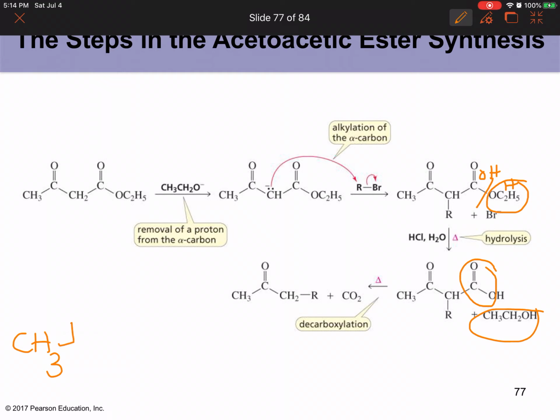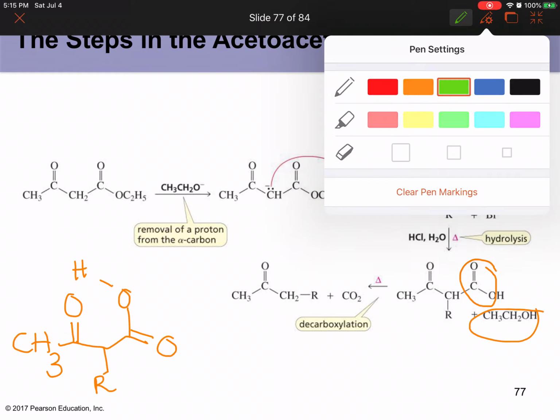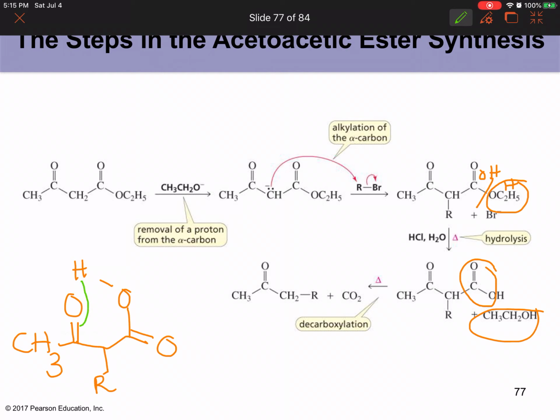CH3, CO, CH, you have an alkyl group. And then I'm going to put my carbonyl on the side. Oxygen here, hydrogen here. So this is how the decarboxylation takes place. So this is going to go and grab the hydrogen. This oxygen-hydrogen bond breaks, forms a carbon dioxide.